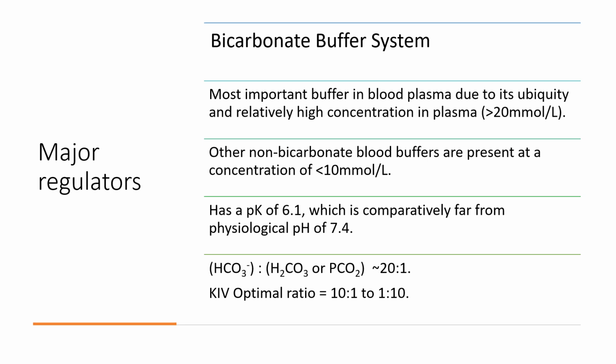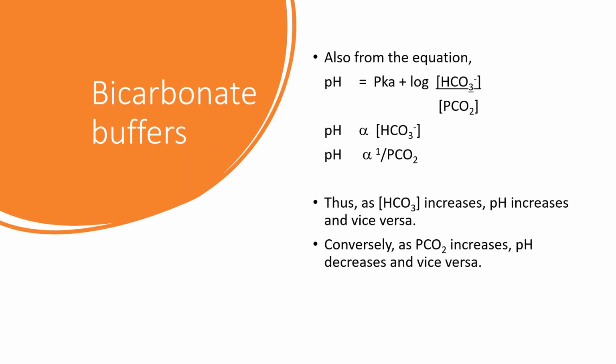But then the sheer amount of bicarbonate buffer system and the fact that it is present in almost every part of the body dominates, and it overshadows all the disadvantages of a lower pKa and a high ratio between the weak acid and the conjugate base. So that makes the bicarbonate buffer system a very, very important major regulator of acid-base balance.